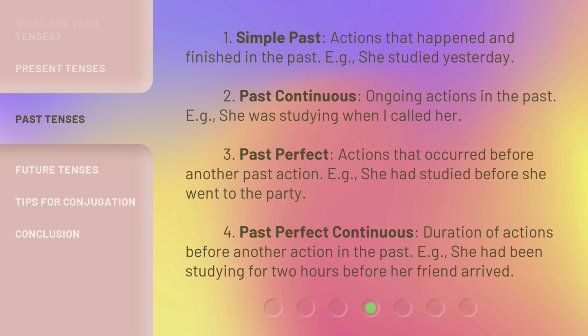3. Past perfect, actions that occurred before another past action. E.g., she had studied before she went to the party. 4. Past perfect continuous, duration of actions before another action in the past. E.g., she had been studying for 2 hours before her friend arrived.